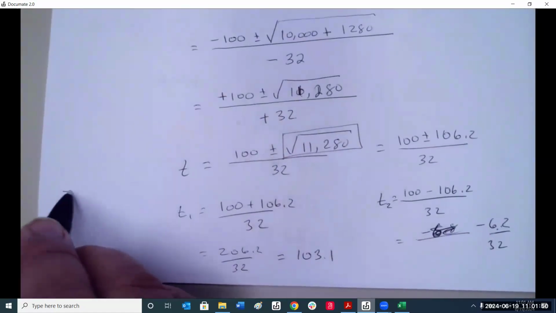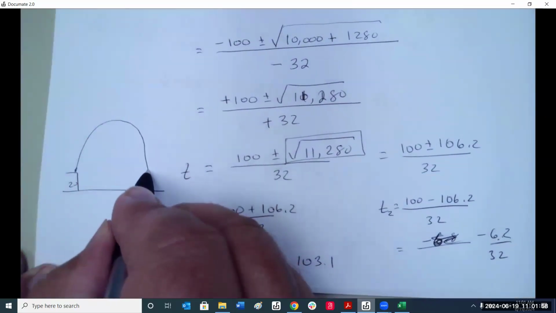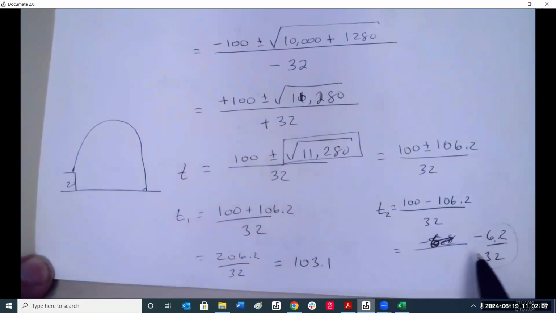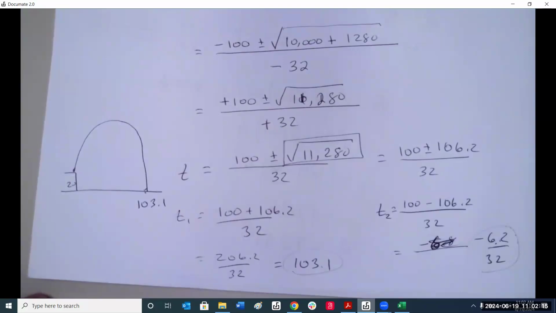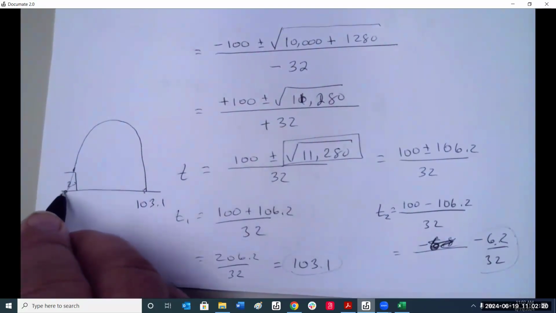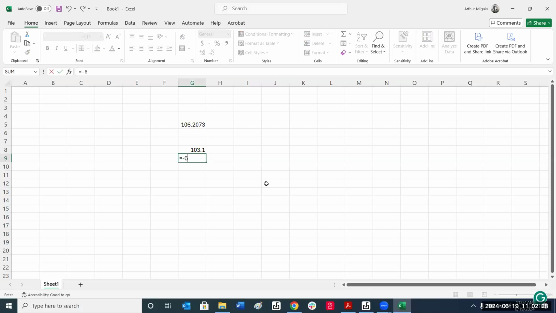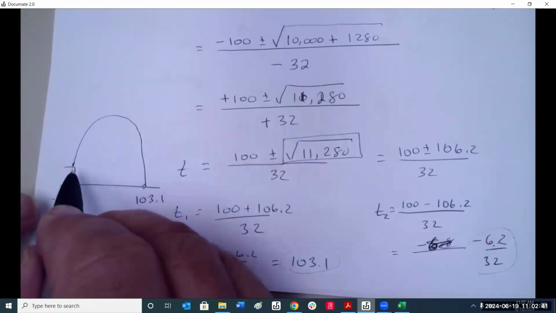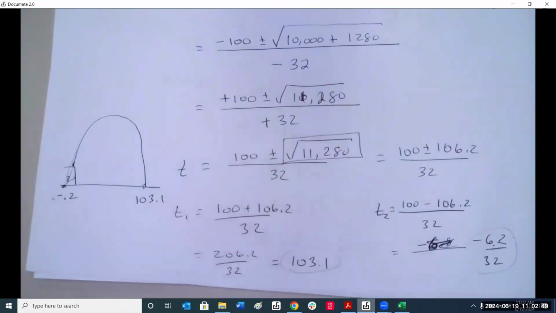It has to do with our original problem. Remember, this is 20 feet high. We launched our rocket. These find our x-intercepts. Since this one goes all the way down here, it lands at 103.1 seconds. This one, if we continue back, it'll be back here at negative 6.2 over 32, which is negative 0.2. We started off at 20 feet, but if we took it back further till it touches the ground, it would touch the ground 0.2 seconds before we took off.